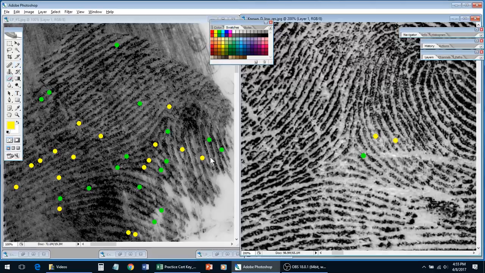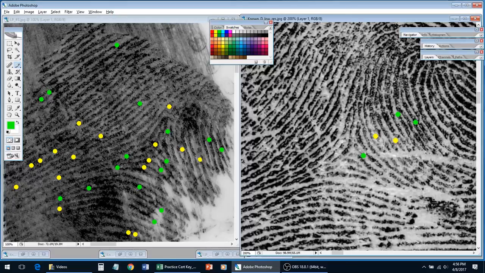So what I'll do is come back through and remark this one a little bit further over, just moved it half a ridge over to be an ending instead of a bifurcation. So then 1, 2, 3 for an ending there. 1, 2, yep, there it is, 3 for an ending there. And then 1, 2, and 3. 1, 2, and 3, there it is.